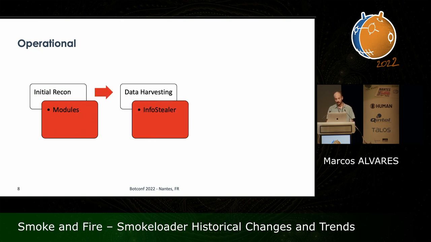The second step that usually happens, the Smokeloader just delivers the second stage, that usually is like an info stealer, just to harvest more data about the host and try to figure out what they are gonna do next. Or sometimes they just want to collect random data from these infected machines. From the info stealers I have seen, the ones I can mention are Redline, Vidar, Raccoon, before when it was active.